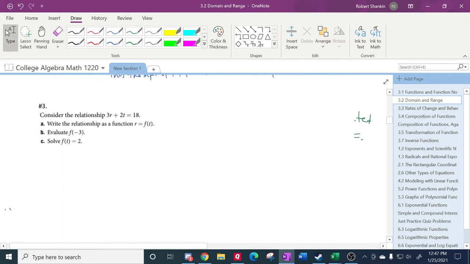Alright, let's go to number 3. Consider that relationship. Write the relationship as a function in that notation, and then, once you've done that, evaluate f of negative 3, and then solve. So, do number 3.